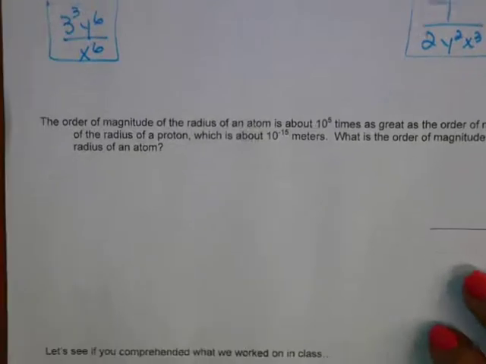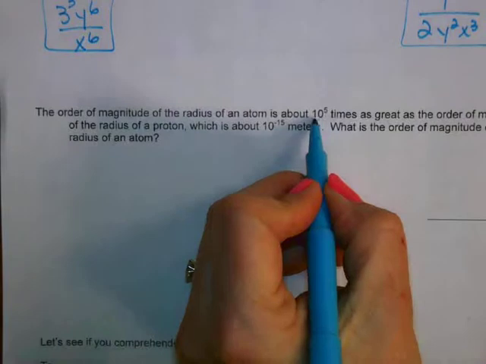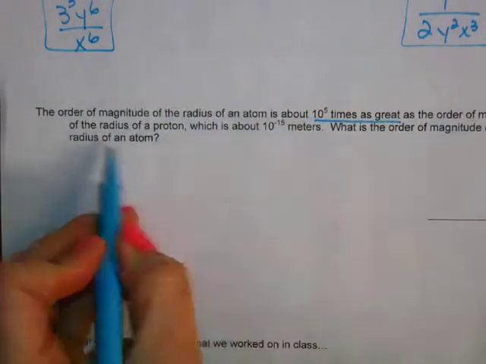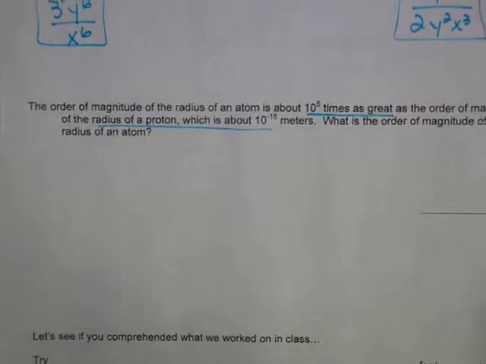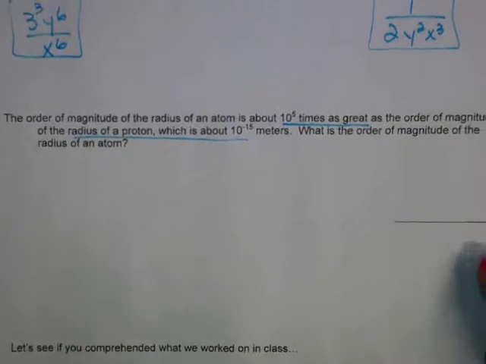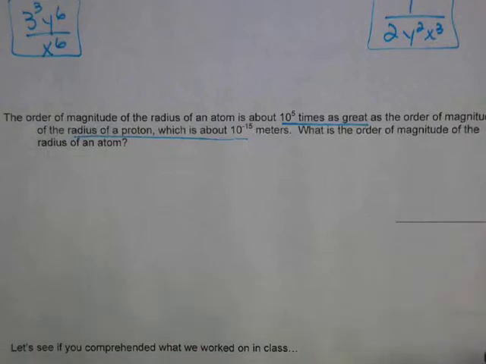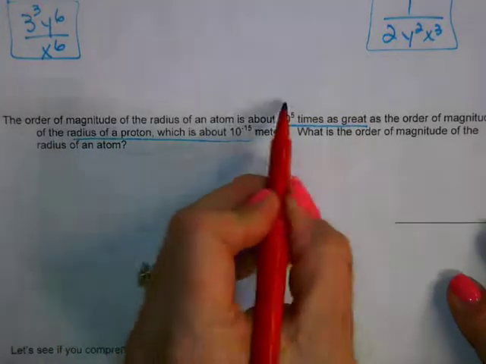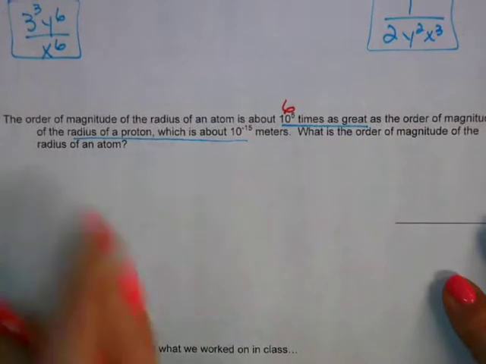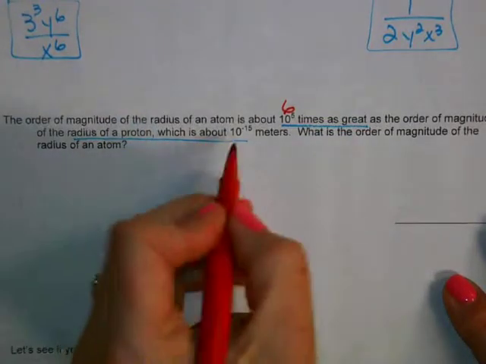The order of magnitude of the radius of an atom is about 10 to the 5th times as great as the order of magnitude of the radius of a proton, which is 10 to the negative 15. What is the order of magnitude of the radius of an atom? I think this is sort of confusing, even when I read it the first time. So I said to myself, I'm just going to give it different numbers, just for the sake of setting it up. I'm going to say the order of magnitude of the radius of an atom is about 6 times as great as the order of magnitude of the radius of a proton, which is 2.